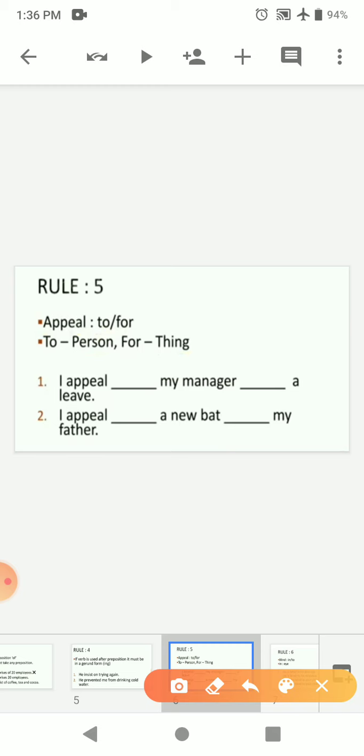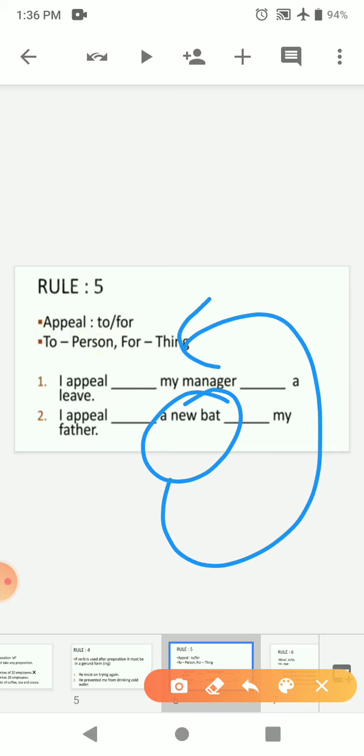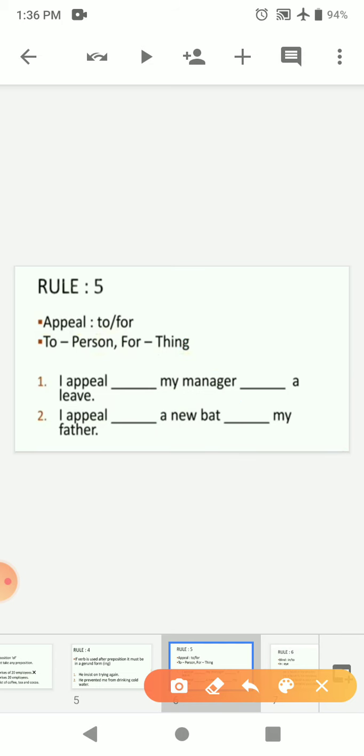Then we have I appeal dash a new bat dash my father. A new bat here is a thing, referring to a thing. My father is a person, so for a person we use to, and for a thing we use for. So we say I appeal for a new bat to my father.